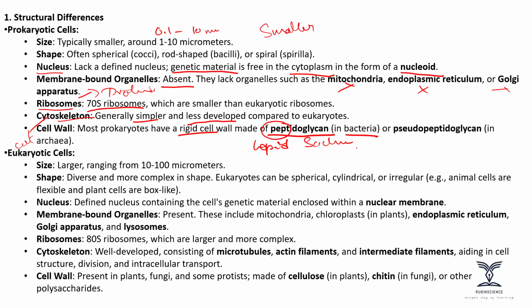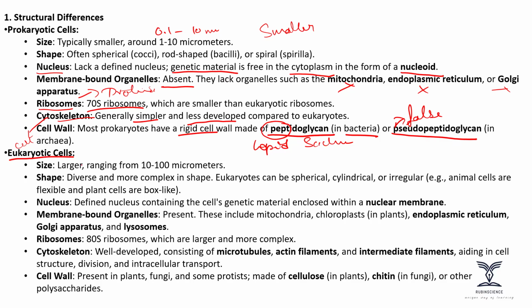In the case of archaea, it is made up of a pseudopeptidoglycan layer. Pseudo means false. It's a false peptidoglycan layer. Okay, this was about structural differentiation in prokaryotes, whereas in eukaryotes, it is the exact opposite of prokaryotes.